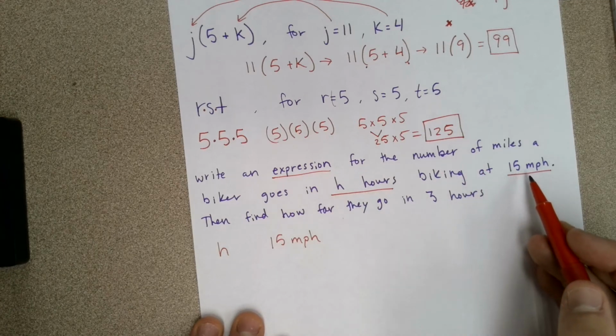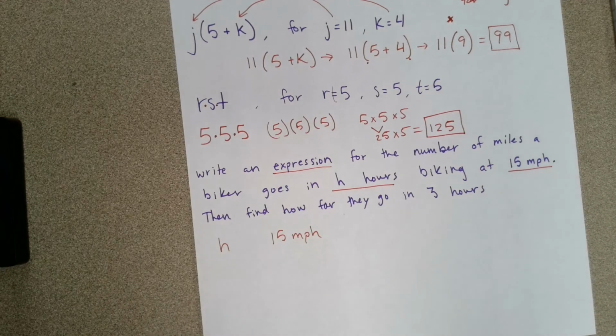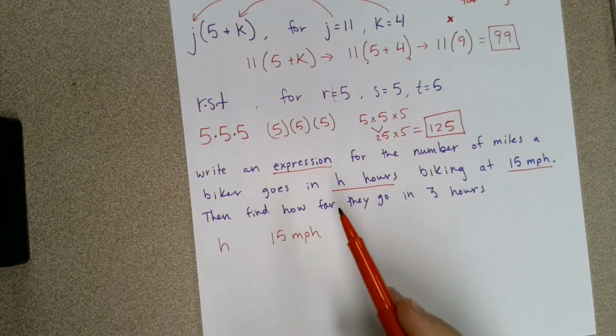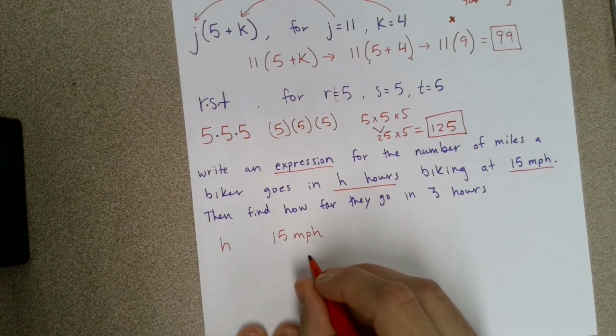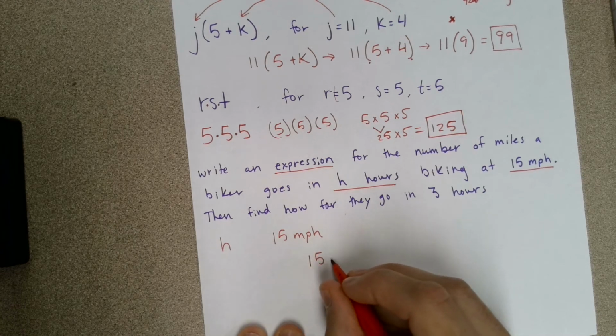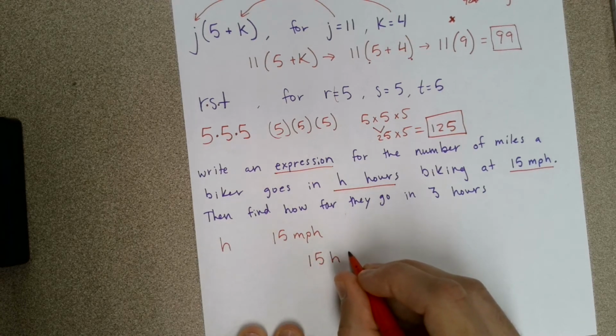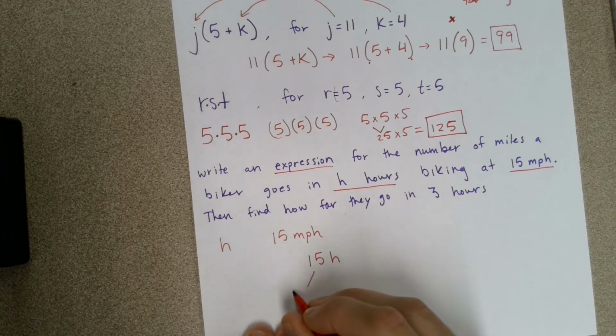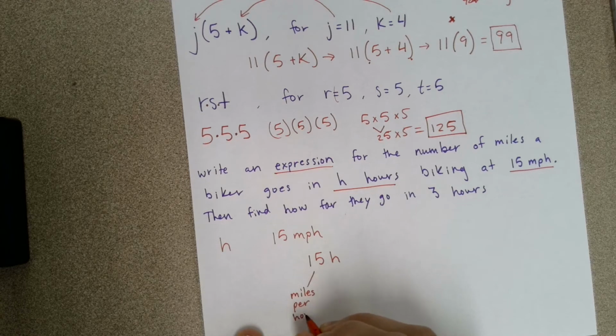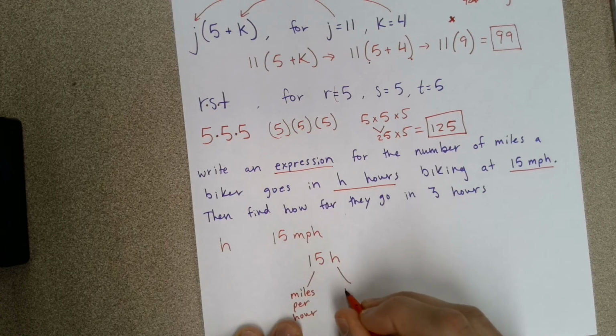So if we know it goes 15 miles per hour, the biker is going 15 miles per hour in H hours. So that means 15 would represent the miles per hour, and H represents the hours.